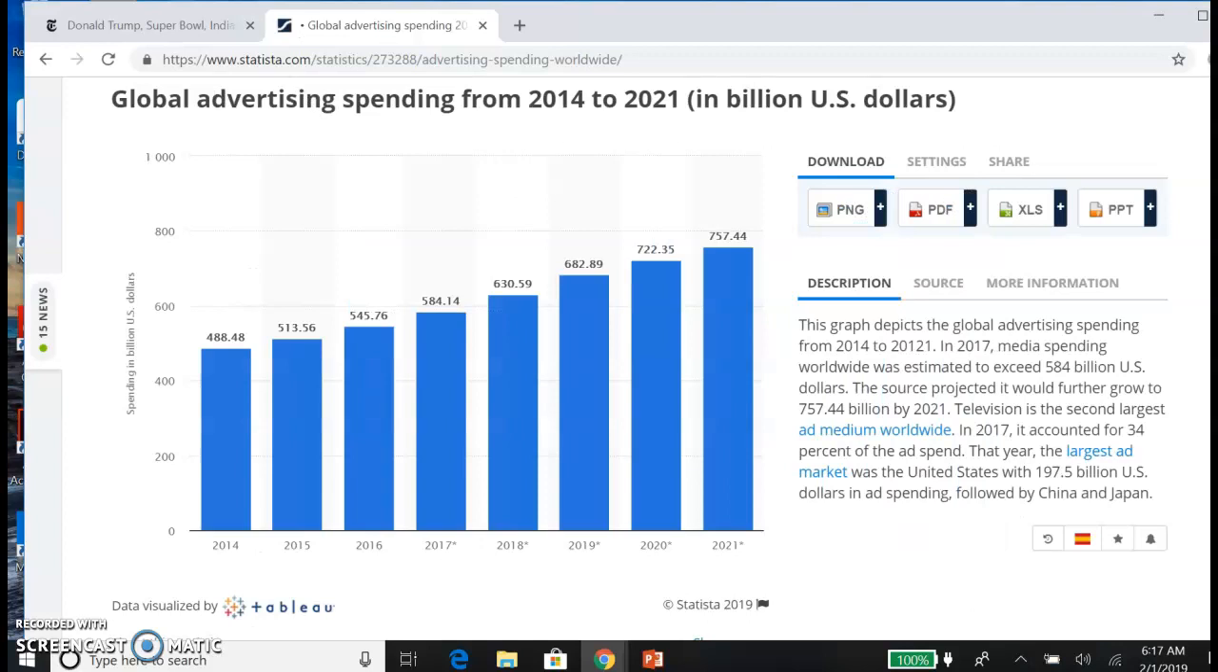This, by the way, is worldwide. And so from 2014 and projected 2020, 2021, it goes from 488 billion in 2014 up to 750 plus billion in 2021.